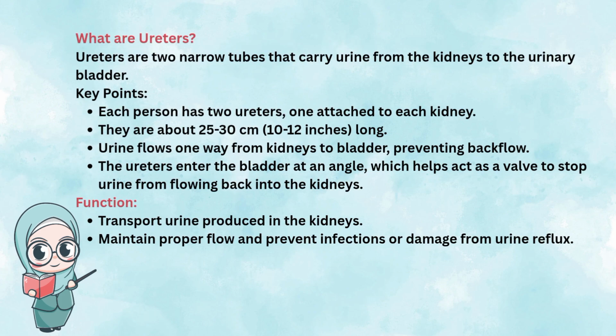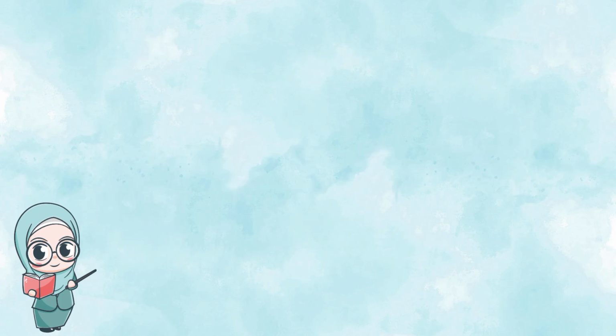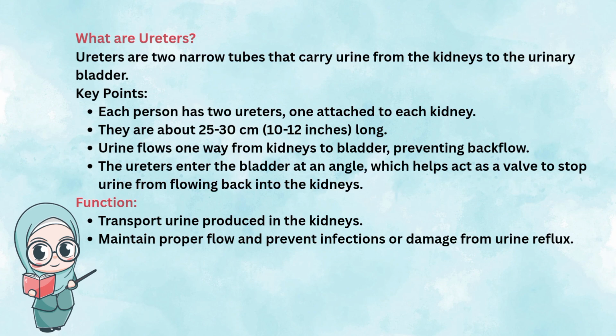What are ureters? Ureters are two narrow tubes that carry urine from the kidneys to the urinary bladder. Key points. Each person has two ureters, one attached to each kidney. They are about 25 to 30 centimeters, 10 to 12 inches, long. Urine flows one way from kidneys to bladder, preventing backflow. The ureters enter the bladder at an angle, which helps act as a valve to stop urine from flowing back into the kidneys. Function. Transport urine produced in the kidneys. Maintain proper flow and prevent infections or damage from urine reflux.